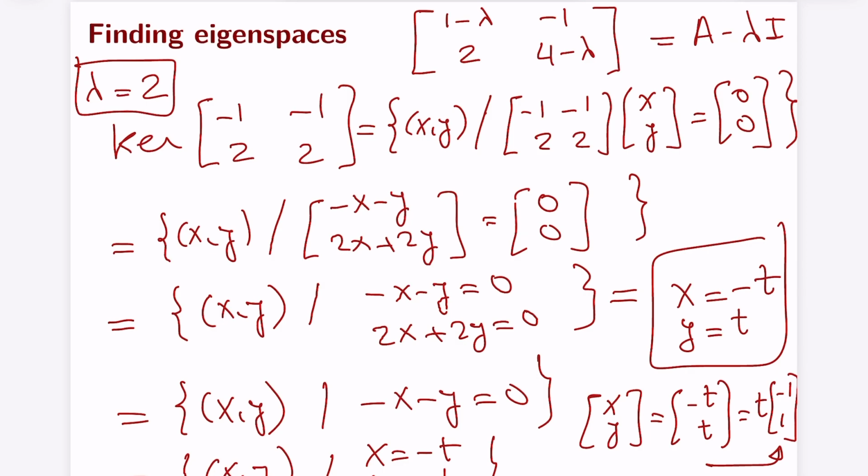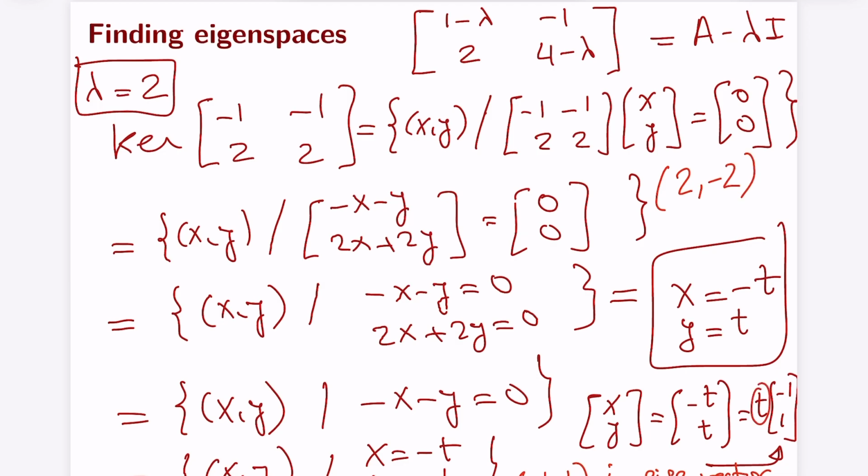So we have many. For instance, one particular eigenvector will be this one, minus 1, 1. That's one possibility. I can say that the vector minus 1, 1 is an eigenvector, but I can say many other things. I can say, for instance, that the vector 2, minus 2 is another eigenvector.